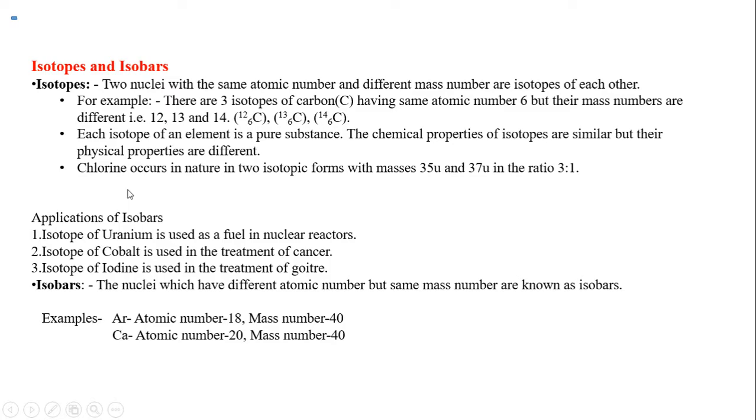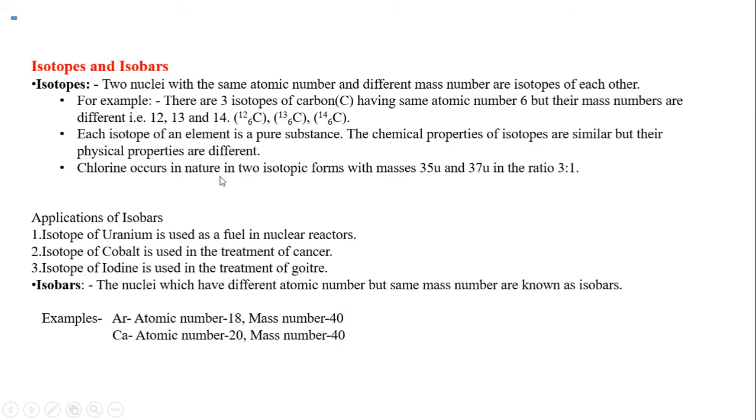Isobars are atoms of different elements with different atomic numbers but the same mass number. For example, argon and calcium. Argon's atomic number is 18 and calcium's atomic number is 20, but both have the mass number 40. So how will you define them? Isotopes are atoms of the same element having the same atomic number but different mass number. Isobars are atoms of different elements with different atomic numbers but the same mass number.